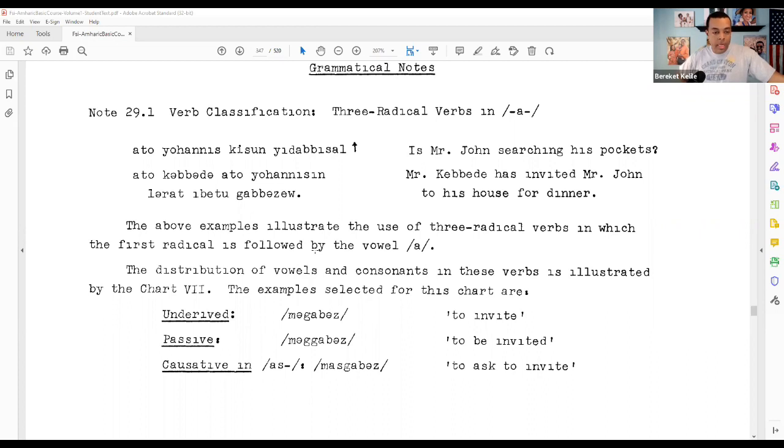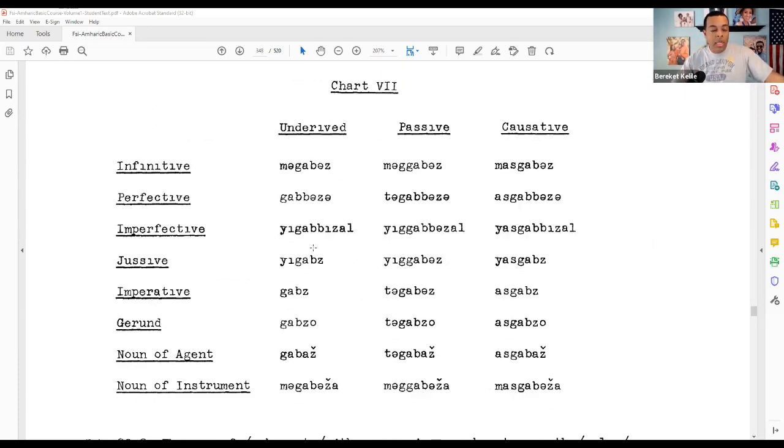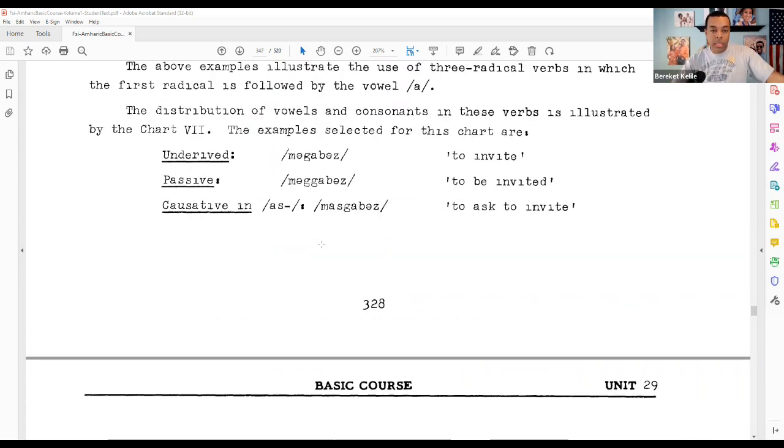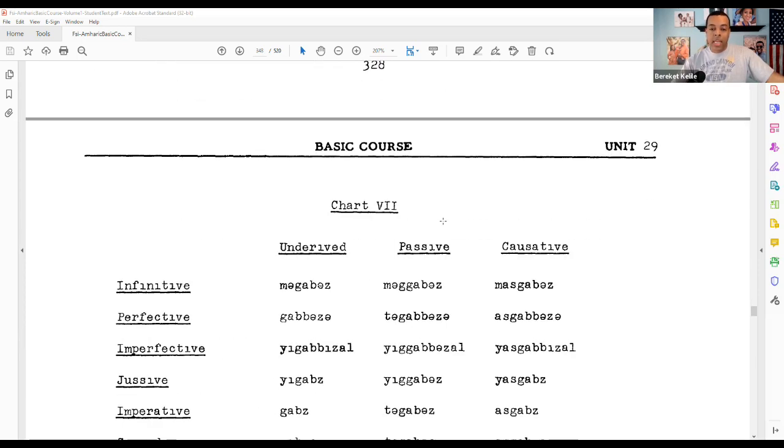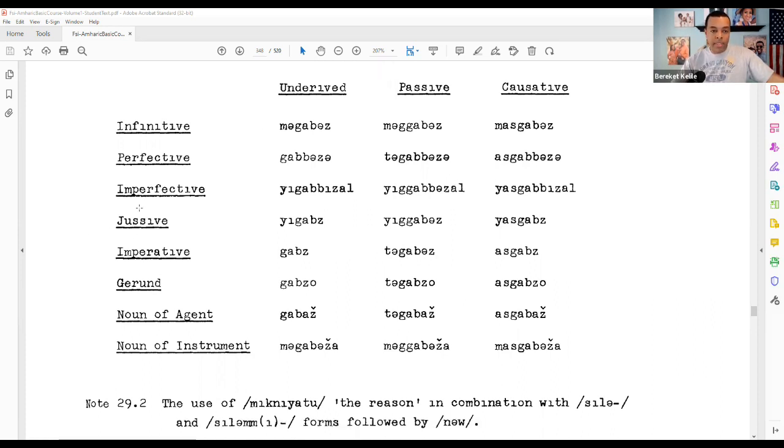there. And then on the next page, on page 329, there is a chart that shows a few different verbs in the vowel distribution. You'll see the three verbs that they picked were magabas, to invite, magabas, to be invited, maskabas, to ask, to invite. Those are the three columns, and then you get the different forms: infinitive, the perfective, imperfective. So you can see how those vowels are distributed.